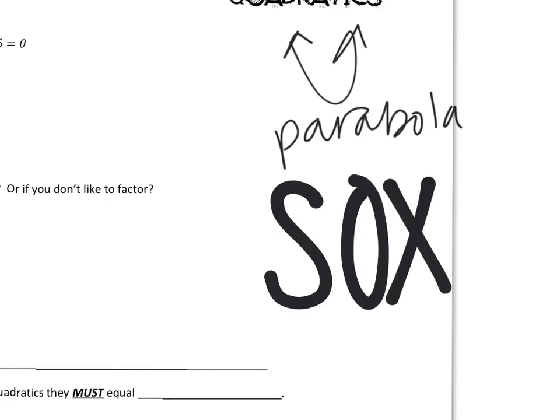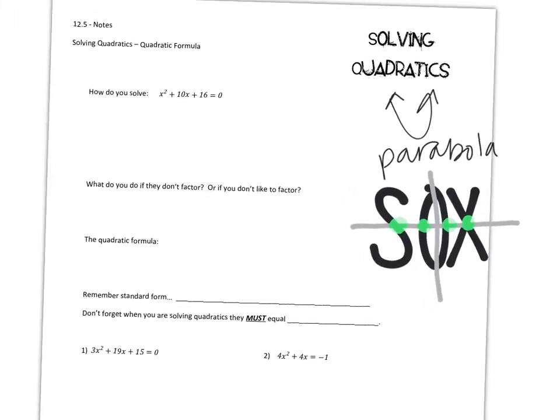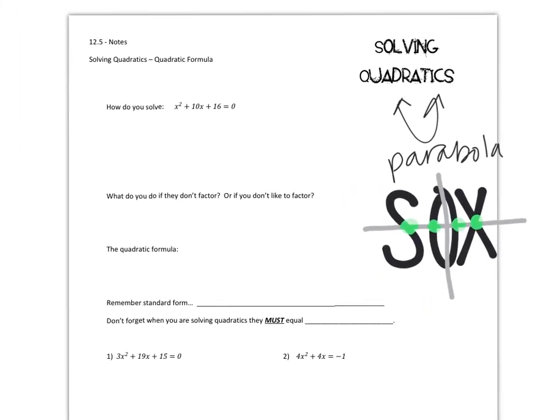And our socks are a couple things. They are our solutions, our zeros, and our x-intercepts, and they are all points on the x-axis. So we're going to continue to work through those today. We're going to find another way to find our socks.